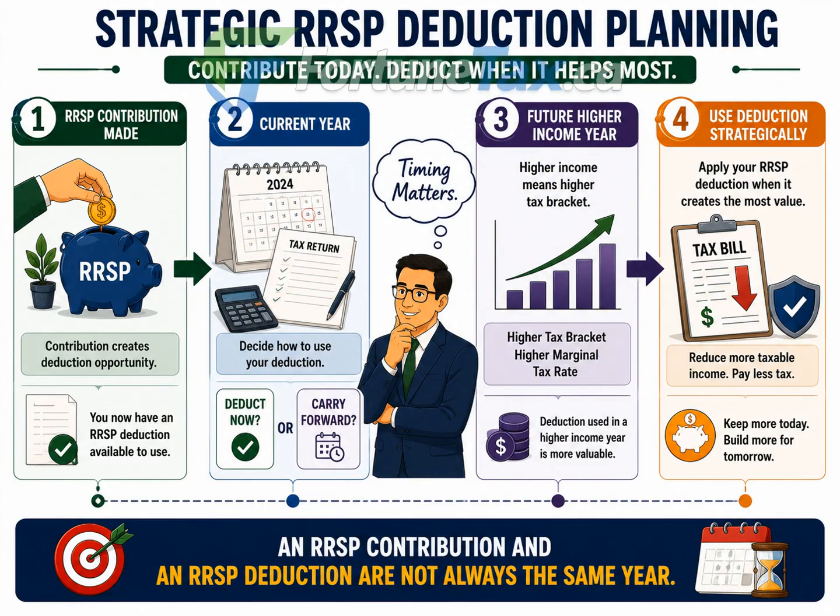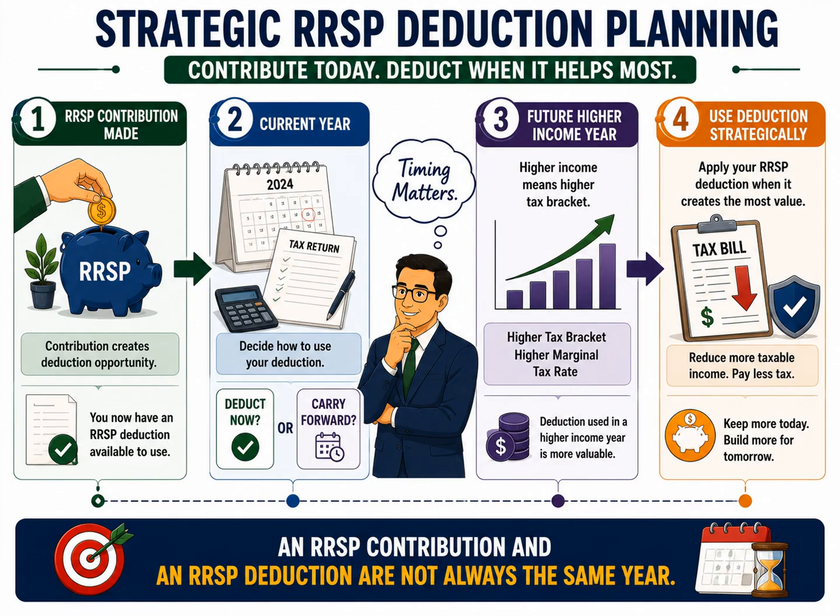Notice the visual progression on the slide. Contribute, evaluate, plan, optimize. This is exactly how professional tax advisors think. They do not simply ask whether a deduction exists. They ask how that deduction can be used most effectively. That is the difference between basic compliance and strategic planning.